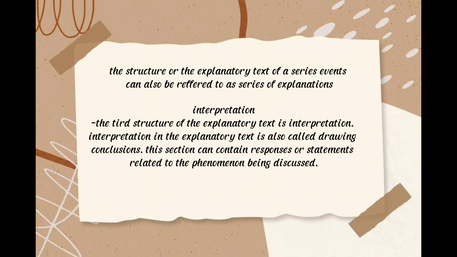The structure of the explanatory text of a series of events can also be referred to as a series of explanations. The third structure of the explanatory text is interpretation. Interpretation in the explanatory text is also called drawing conclusion. This section can contain response or statement related to the phenomenon being discussed.